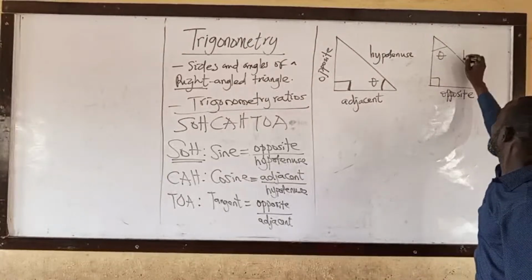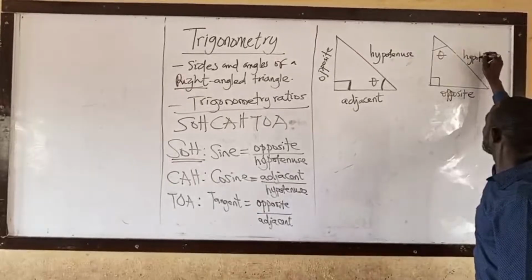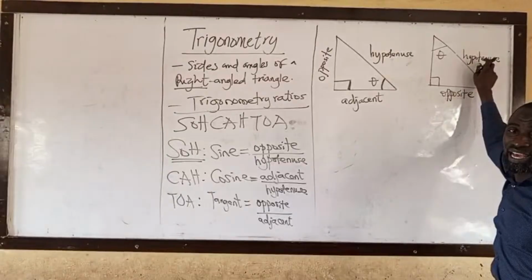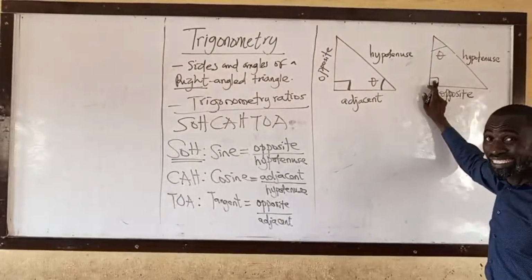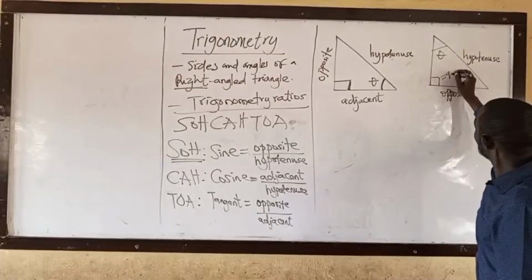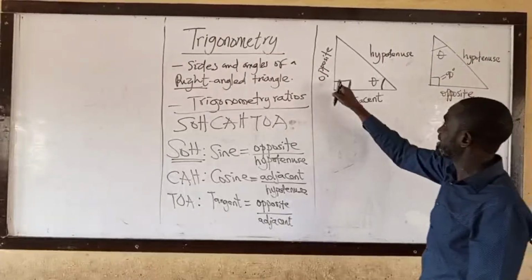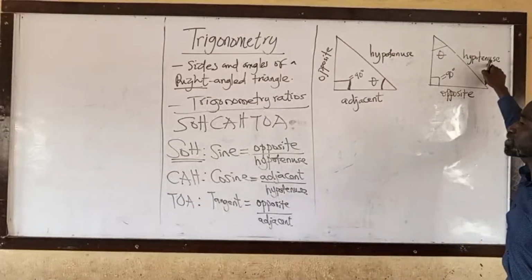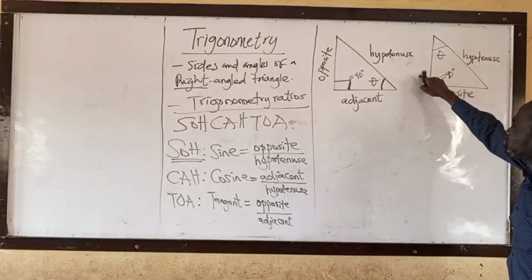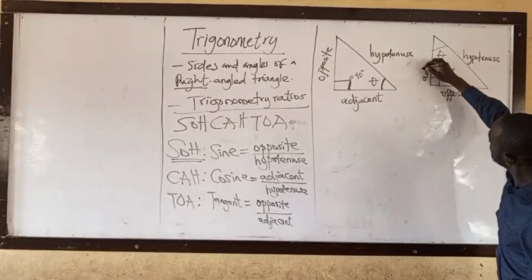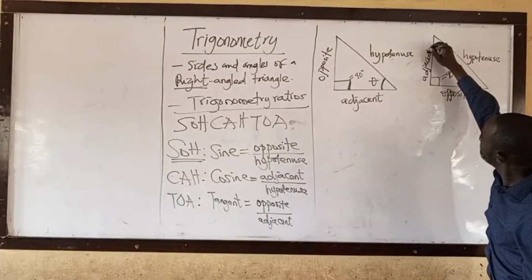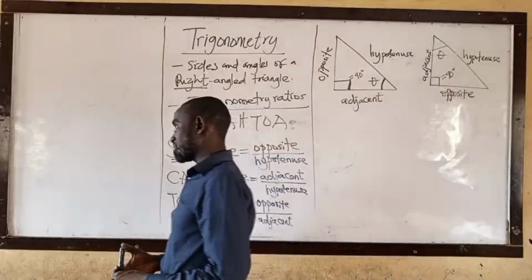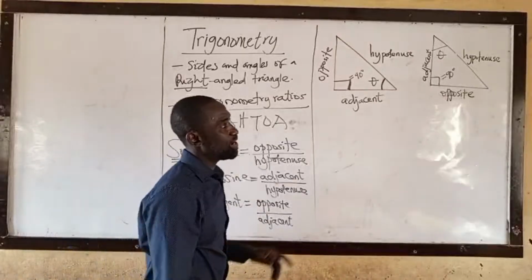This side is still the hypotenuse, the side facing the angle 90. This is angle 90. That is the symbol for angle 90. So the side facing it is the hypotenuse. And the last one is the adjacent. So that is that.